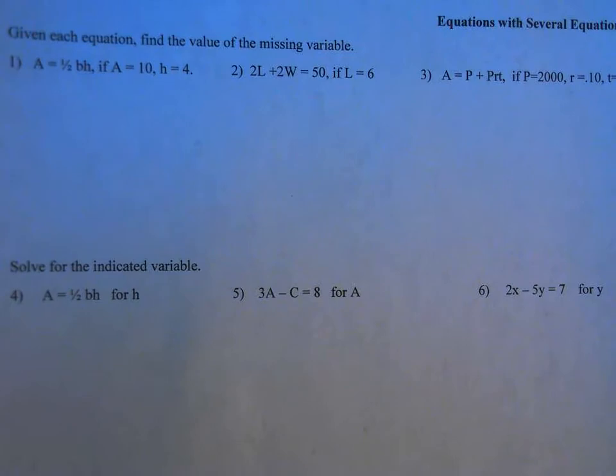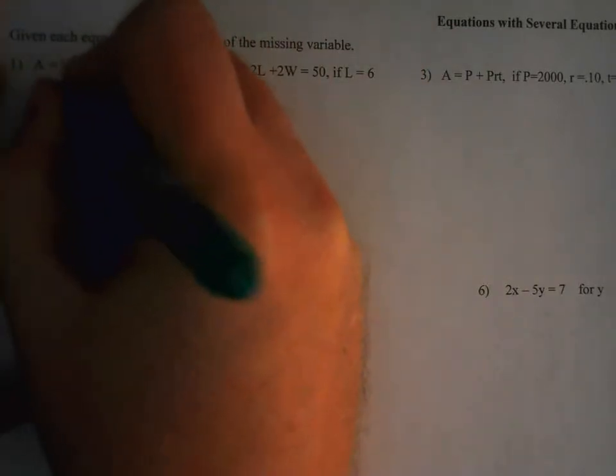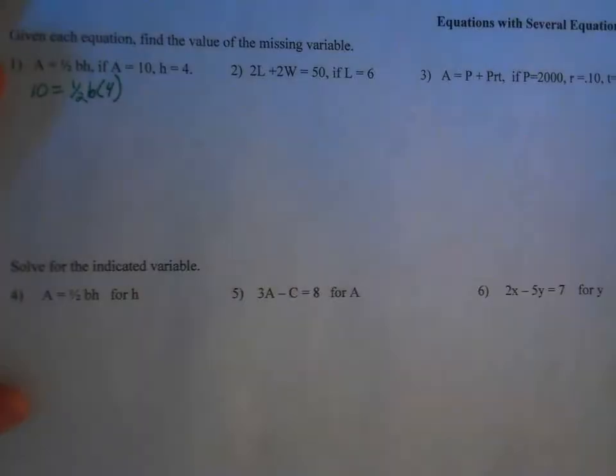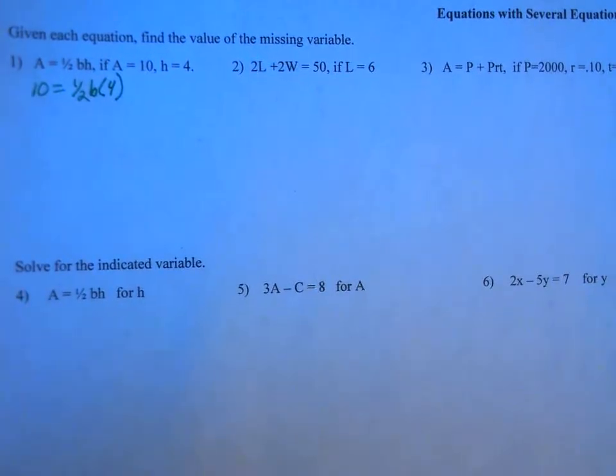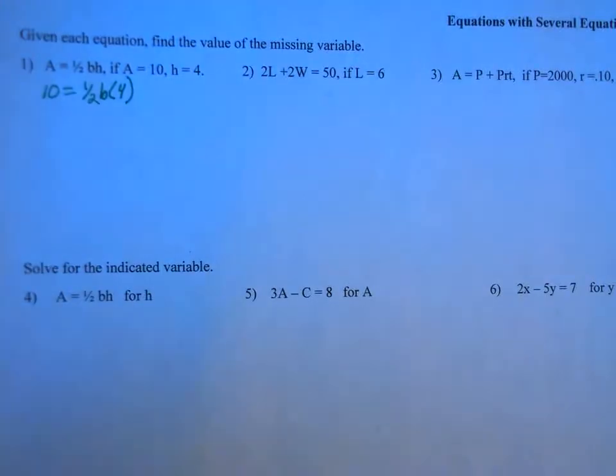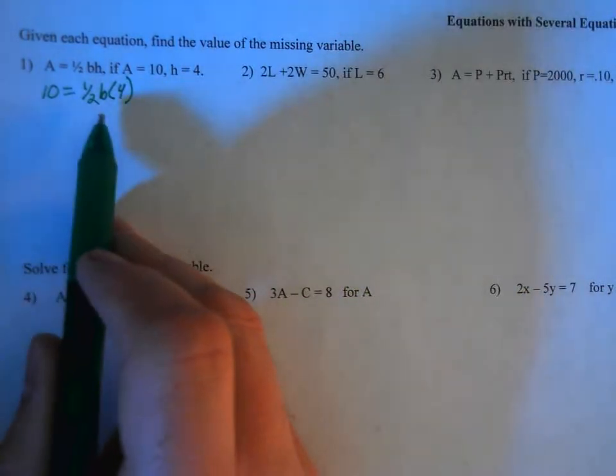So area is 1/2 base times height. So if we know the area is 10 and the height is 4, it's just substitution. So you say 10 equals 1/2 b times 4. Okay, so then you want to solve that for the missing variable. Well, the variable we don't know is b.